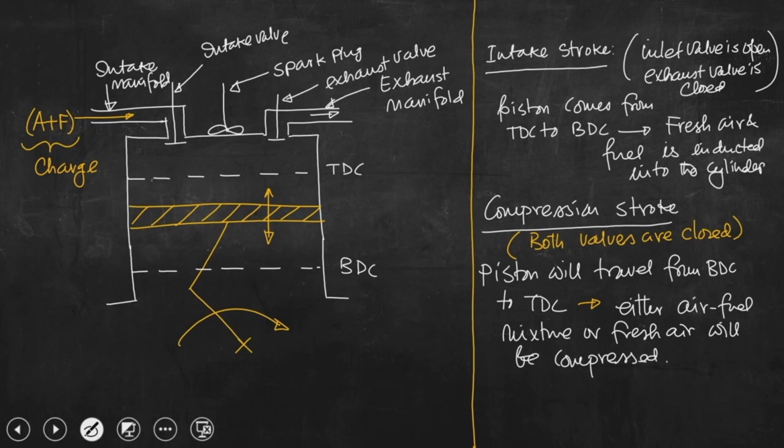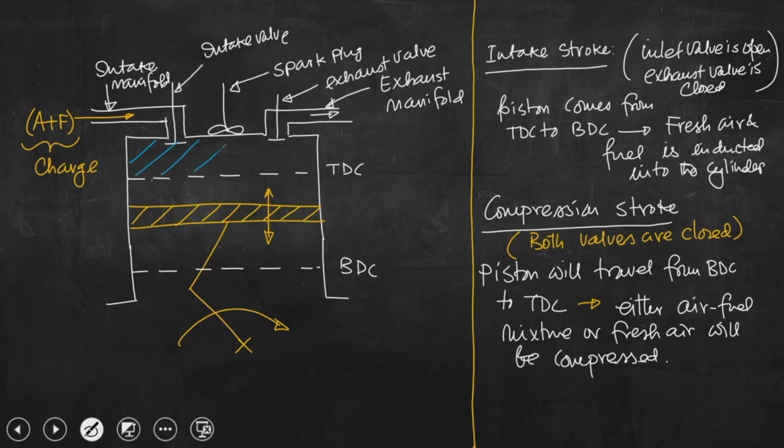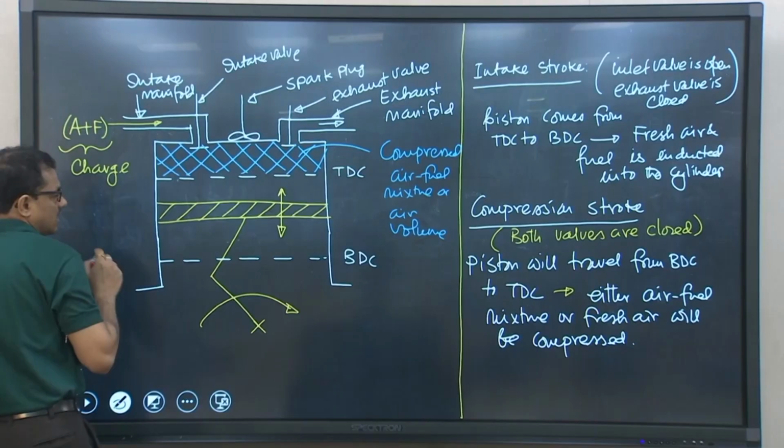Okay. So, what we can see is that at the end of the compression stroke, the piston is at TDC and the entire charge or fresh air will be compressed, and that particular air-fuel mixture or air will be residing in this particular volume. If we mark this particular volume, this is the compressed air-fuel mixture or air volume.